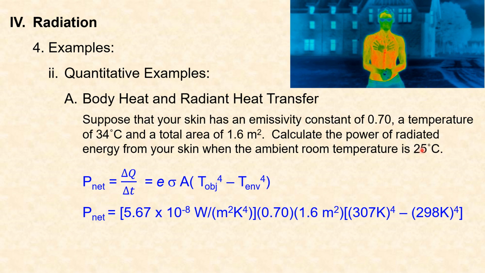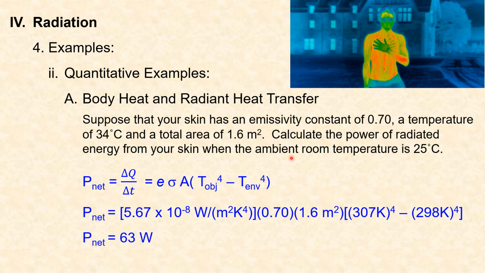And then don't forget, you have to make sure that you're dealing in absolute temperature. If your body temperature is 34 degrees Celsius, that's 307 Kelvin. The ambient room temperature is 25 degrees Celsius or 298 Kelvin. Of course, we've got to raise those to the fourth power. When you do the number crunching, you come out with a net power radiated to the room of 63 watts.